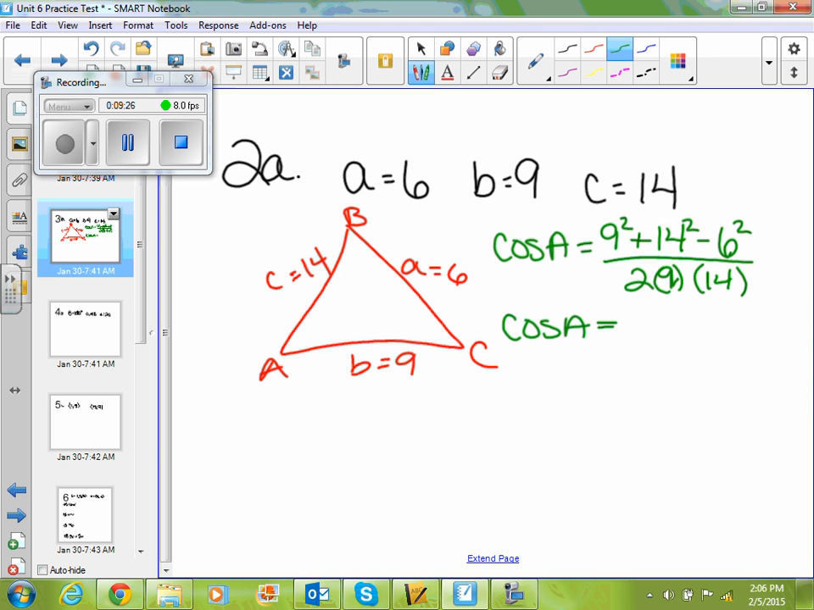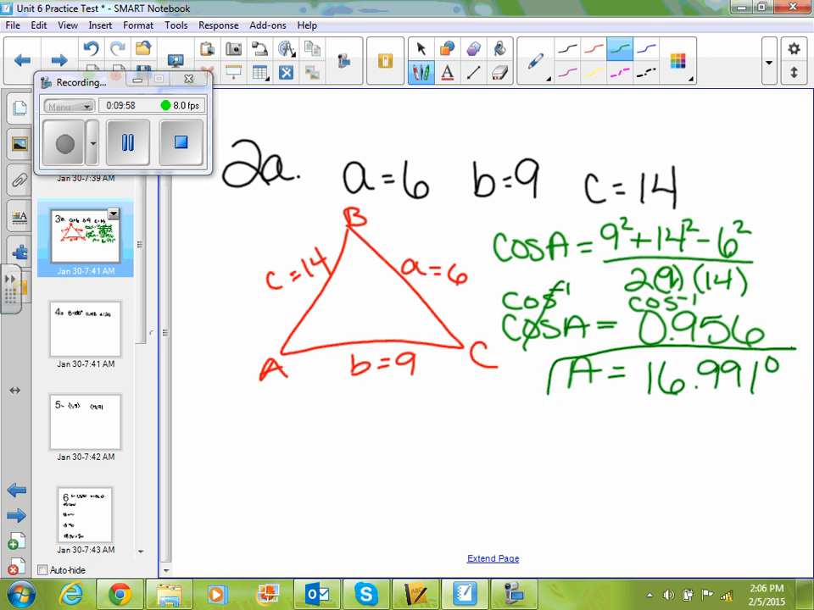Okay. Alright, so if you plug that into your calculator, what are you going to get for cosine of A to equal? 0.956. So then you take the inverse cosine to figure out your angle. And what's the inverse cosine then of 0.956? 17.0991 degrees.